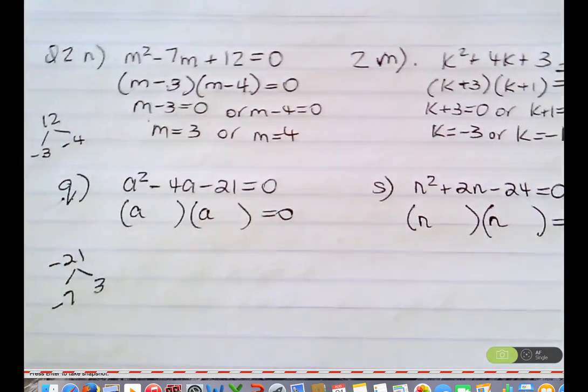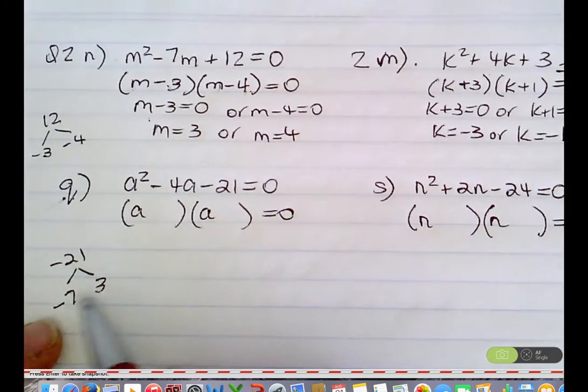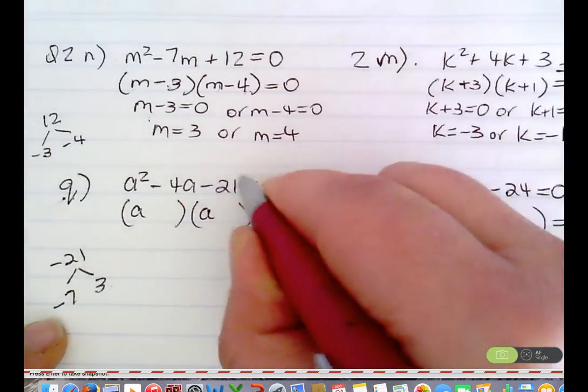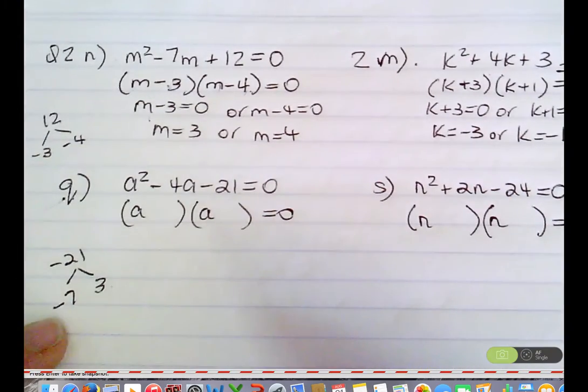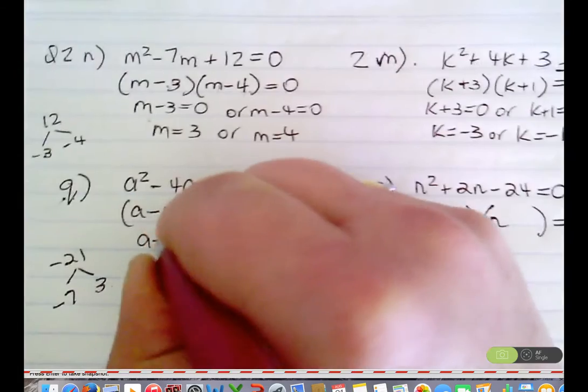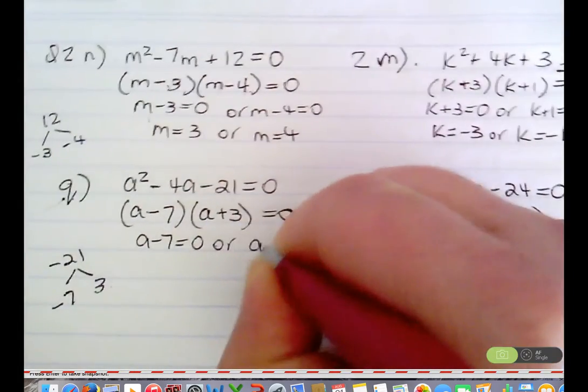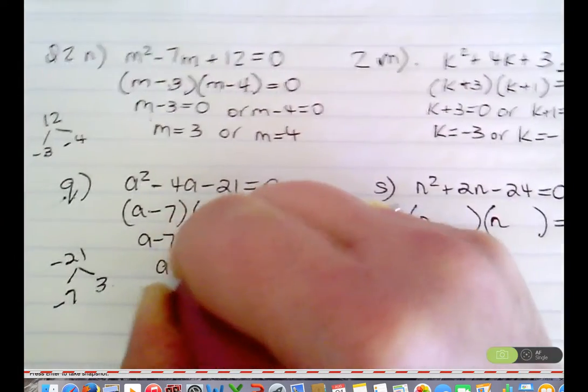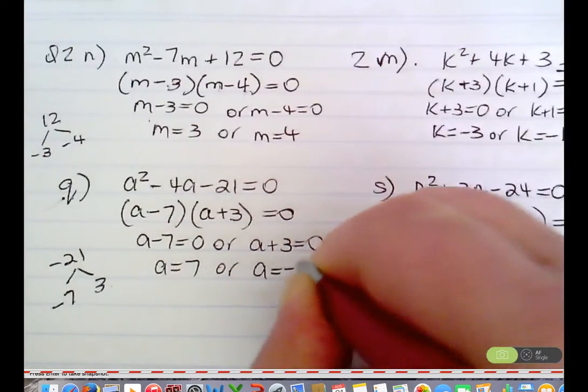Minus 7. Now let's watch. Minus 7 times 3 is minus 21. Minus 7 plus 3 is minus 4a. Two numbers that multiply to give your last one, but add up to give the minus 4. So we've got a minus 7, a plus 3. a minus 7 is 0, or a plus 3 is 0. Therefore, a is 7, or a is negative 3.